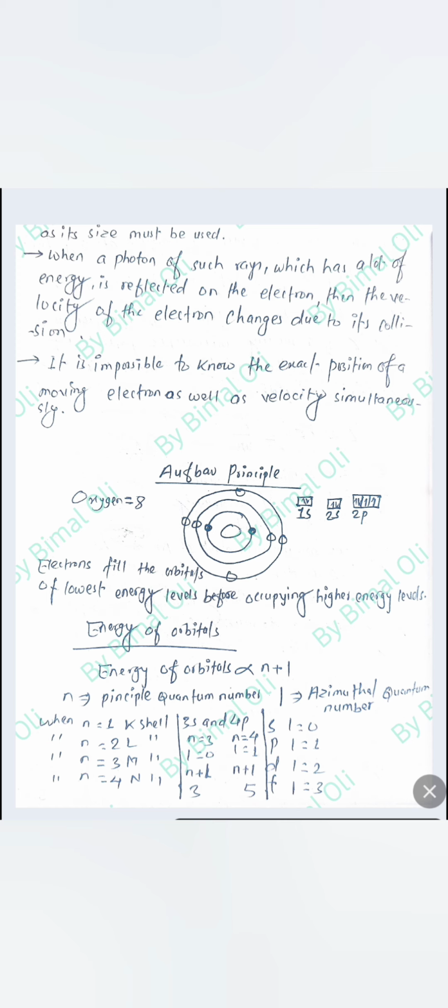So the Heisenberg uncertainty principle states that the position and velocity or momentum of a moving electron or moving particle cannot be determined simultaneously.